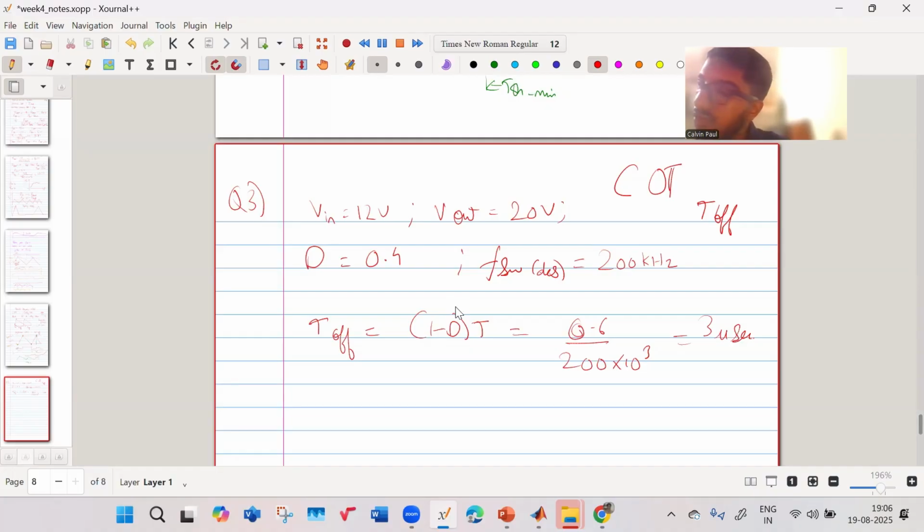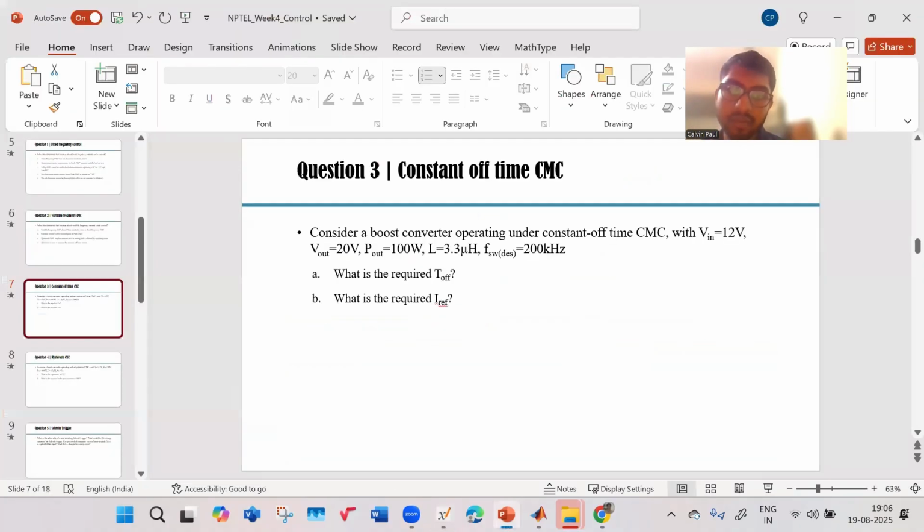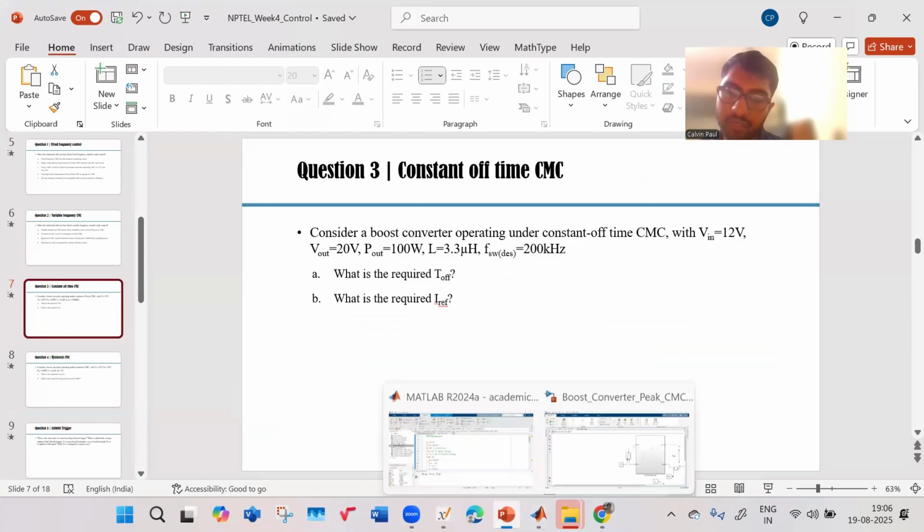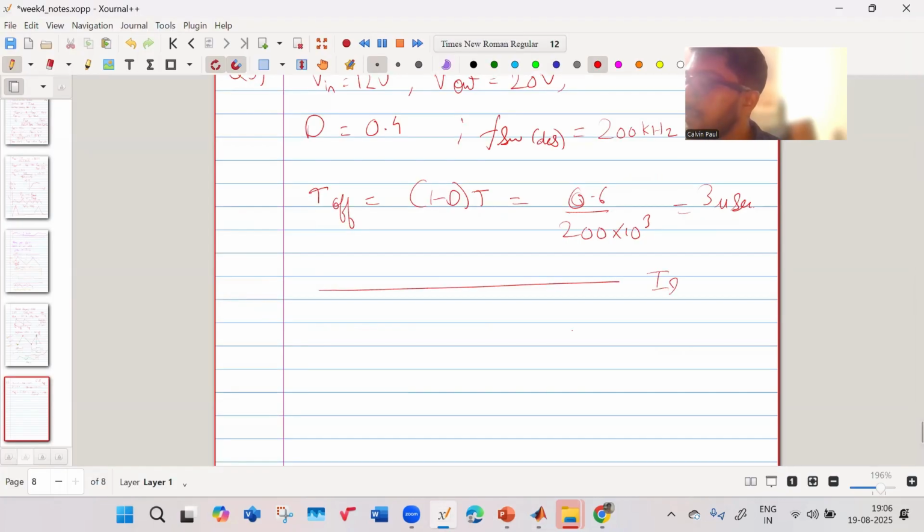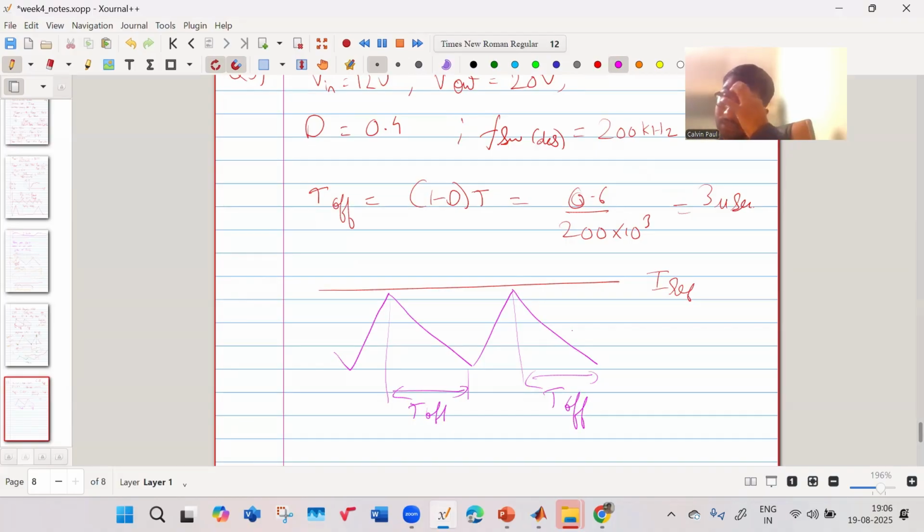Now, they are asking what is the required IREF. Okay. So you have your IREF over here. Current is going like this. There's this fixed T off. Again, it will hit, and again you'll have fixed T off. Right? So what is this IREF which you need?